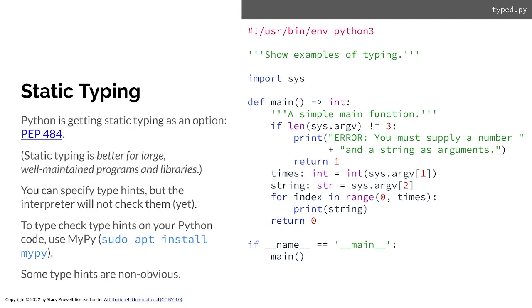Here's an example of some static typing. Typed.py. So up at the top, I have the little line to start Python 3. I have a documentation comment here. I import a module called sys. Sys is handy because sys lets me get access to my command line arguments. So down here at the bottom, I check to see if name is main, and if it is, I run a function called main. And up here you'll see this is where I've defined the main function.